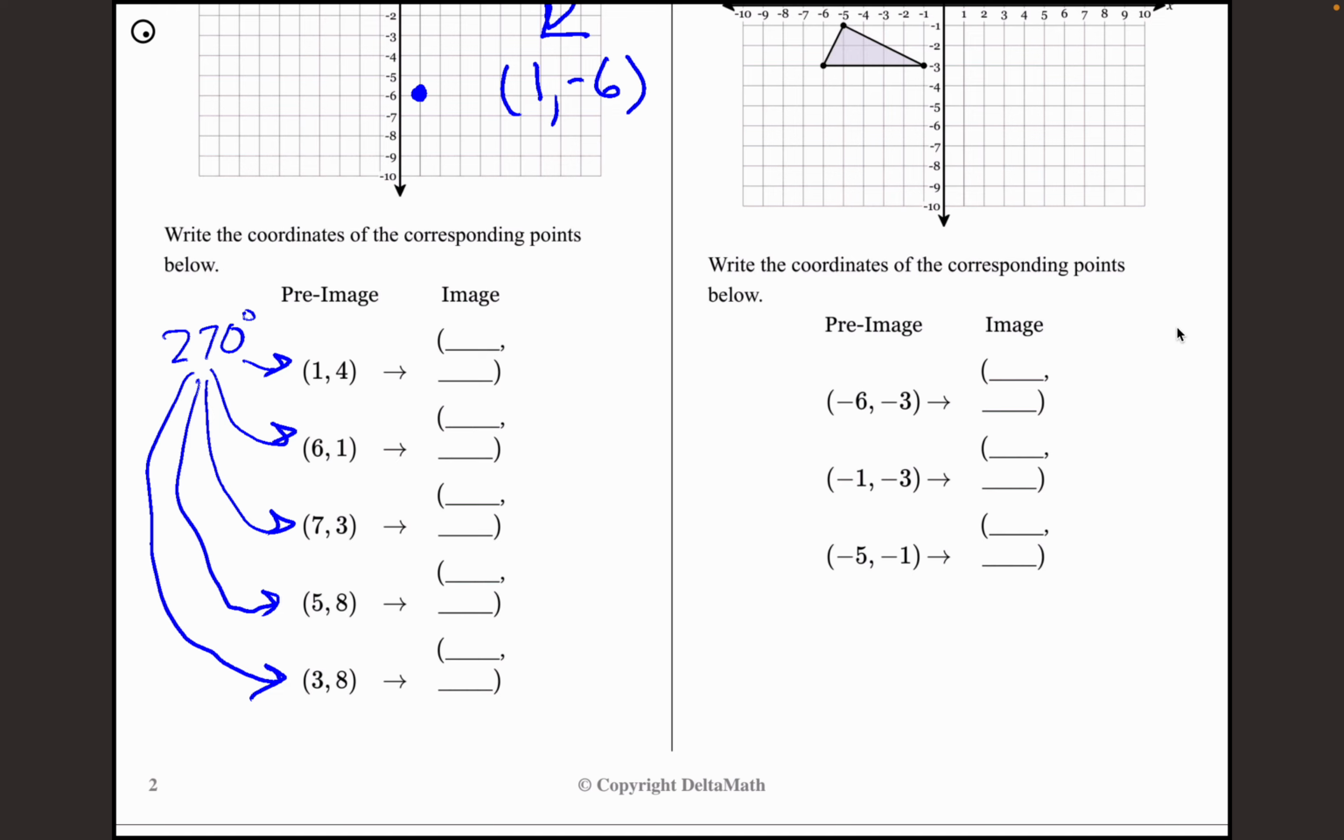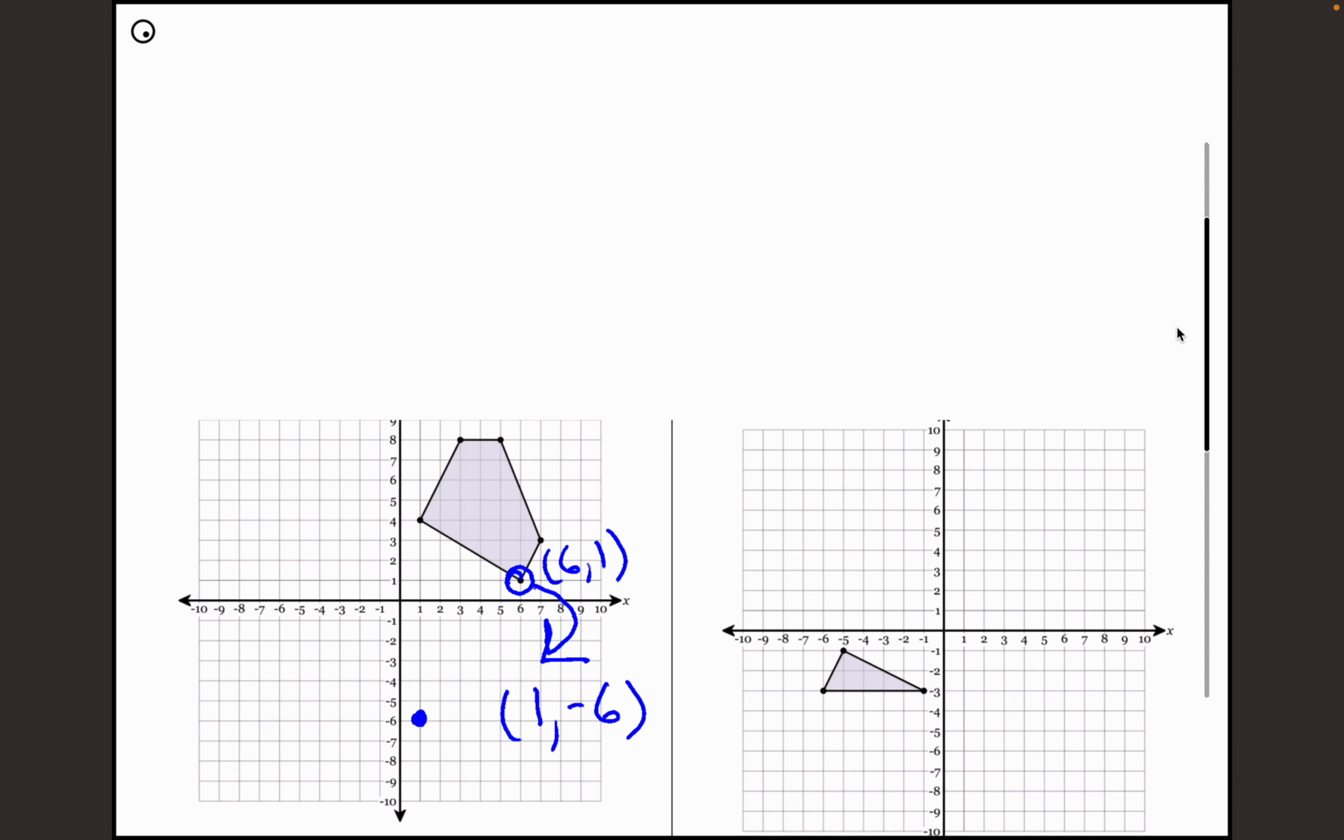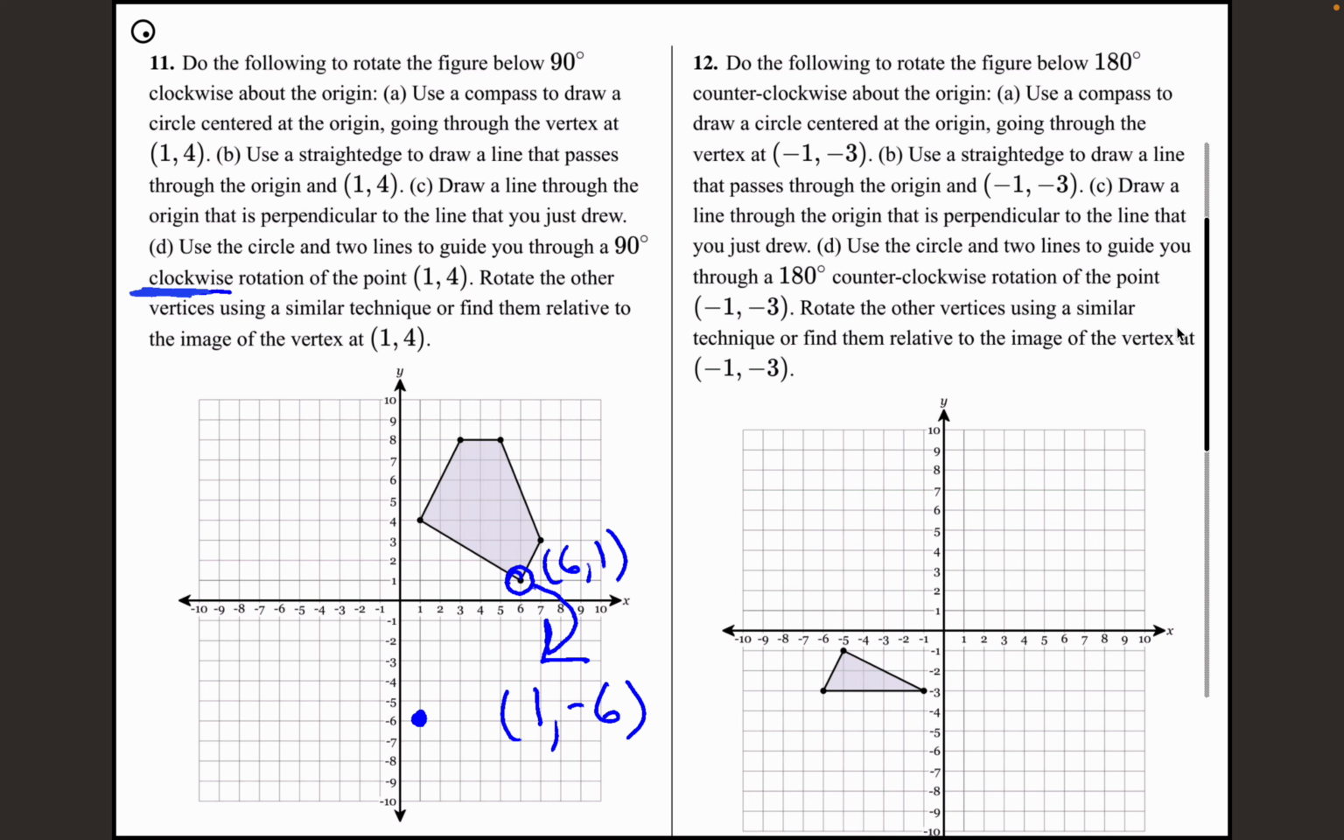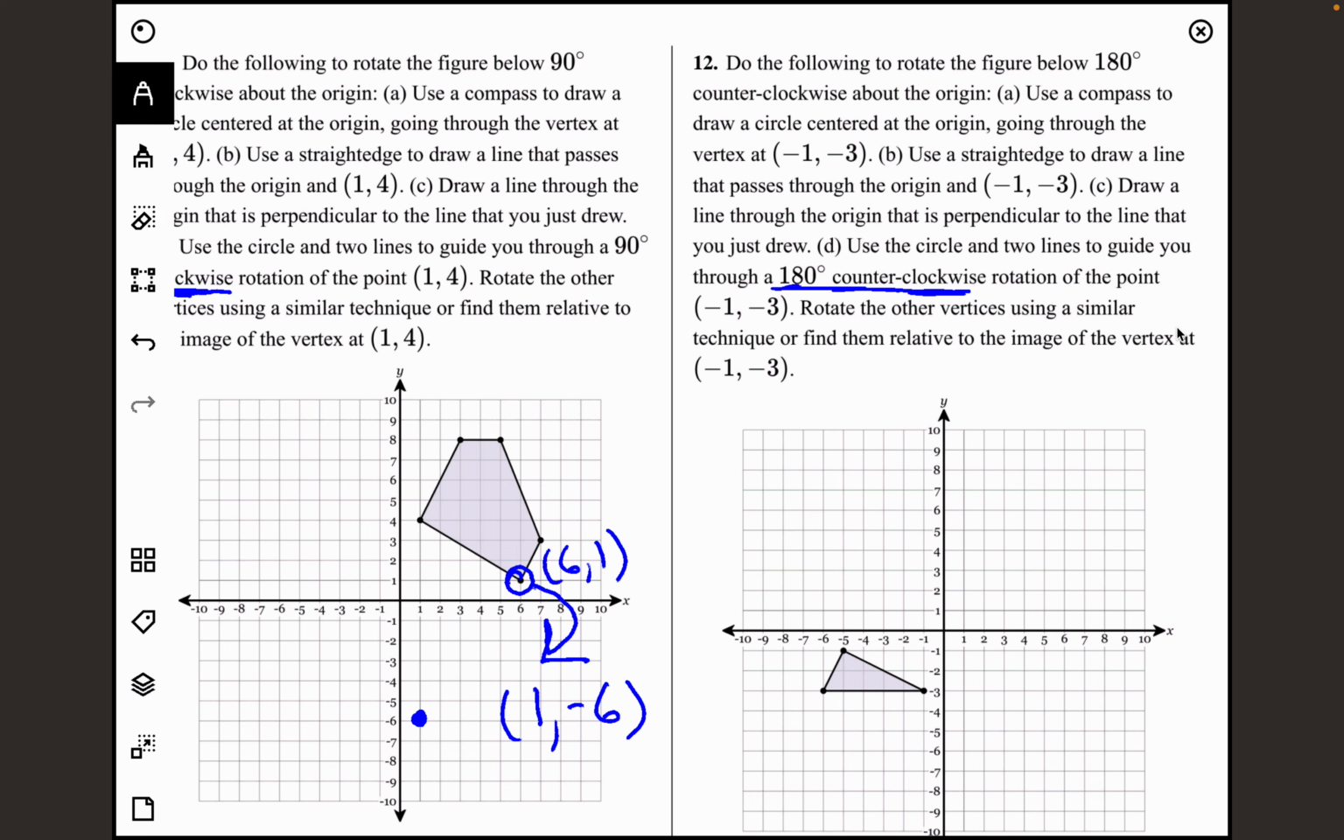So just pay attention to when it says 90 degrees clockwise or counterclockwise. What do we do for 180 counterclockwise? What do we do to our x and y? They both just become negative. They don't flip, they just both become negative. Perfect. You just do the opposite.